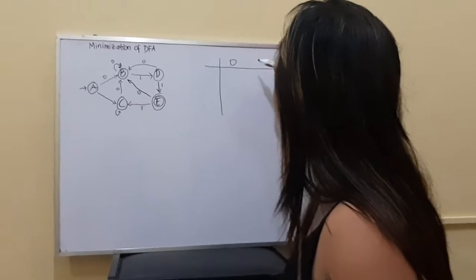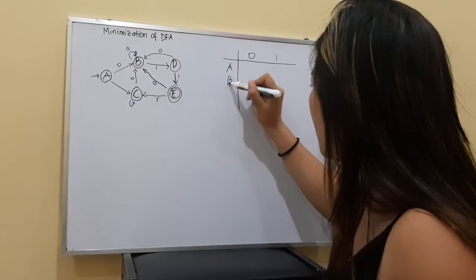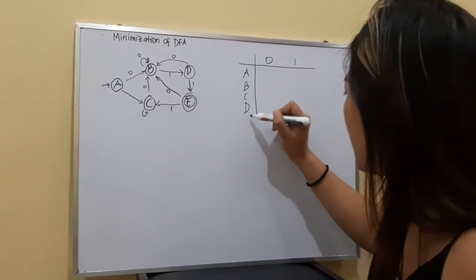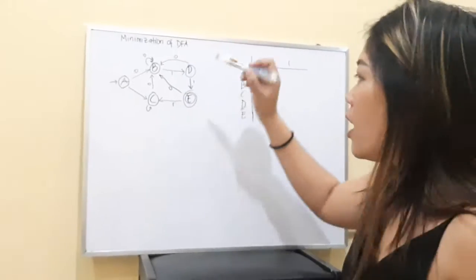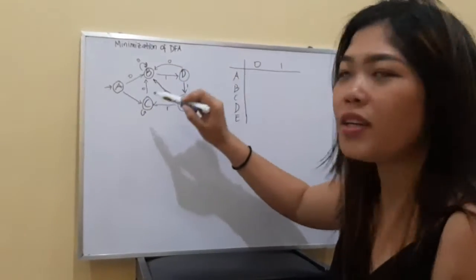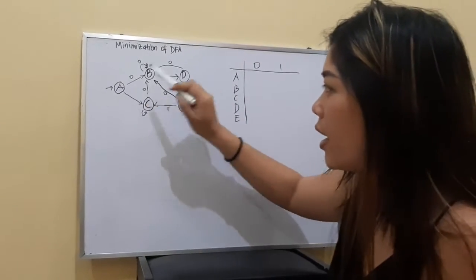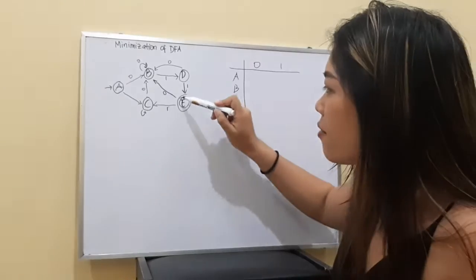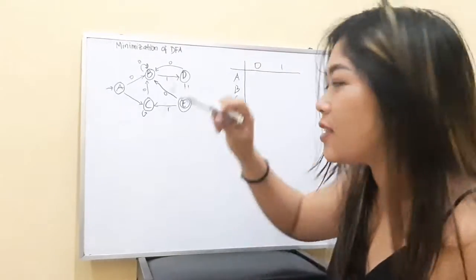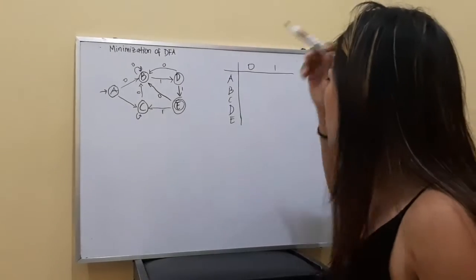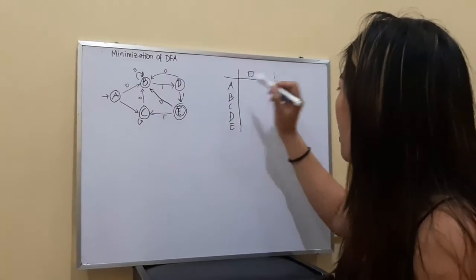You have 0 equivalent and 1 equivalent. You have A, B, C, D, E. And by the way, the single circle is the non-final state, A, B, C, D, and the double circle is the final state. Okay, so let's proceed to our transition table.